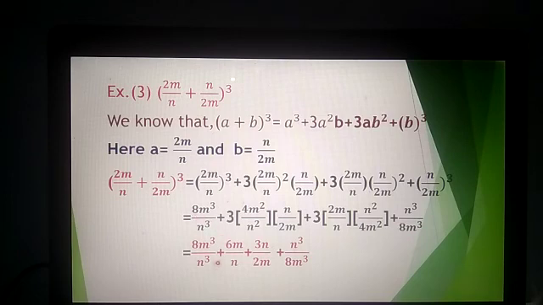8m cube upon n cube plus, now see here, this 2 and this 4, m also we will cancel, this m and this 1m will cancel, so 1m will be left over here. This 2 is cancelled with 4, that is 2 will be left over here. So 2 into 3 is 6. So what is left now? 6m in the numerator, and now this n and 1n from the denominator is cancelled. So 1n will be left. So 6m upon n will be left.